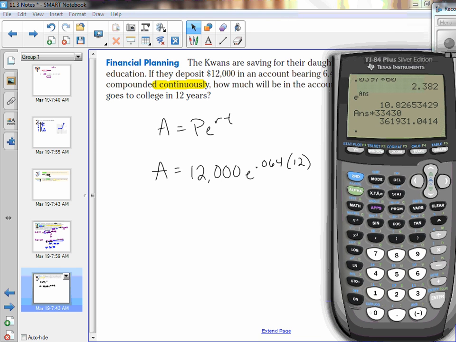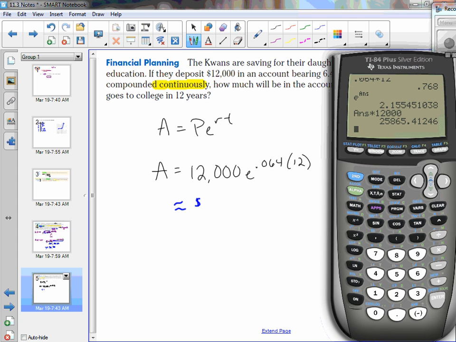So 0.064 times 12, e to that power, times 12,000. Looks like there's going to be $25,865.41. That would be nice, huh?